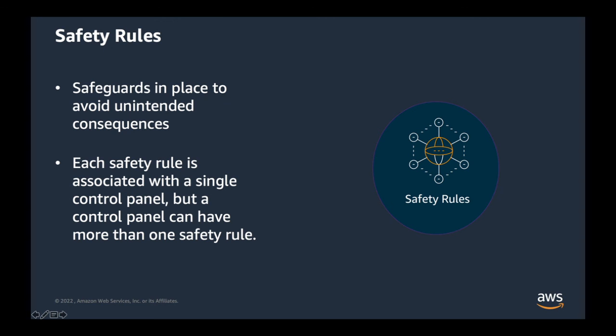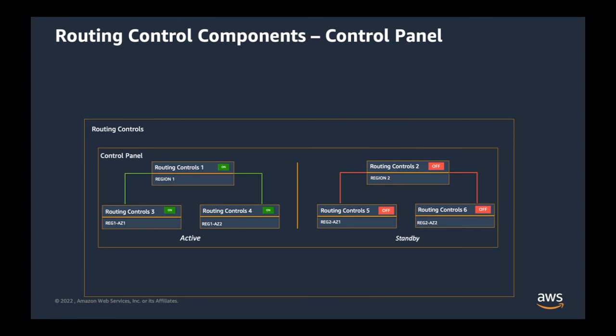So you can configure safety rules with a combination of routing controls, rules, and other options that you specify. And each of these safety rules is associated with a single control panel. But just something to keep in mind is that a control panel could have more than one safety rule. A control panel groups together a set of related routing controls, and you can associate multiple routing controls with one control panel, and then create safety rules for the control panel to ensure that the traffic redirection updates that you are making, and that the rest of your team are making, are safe enough.